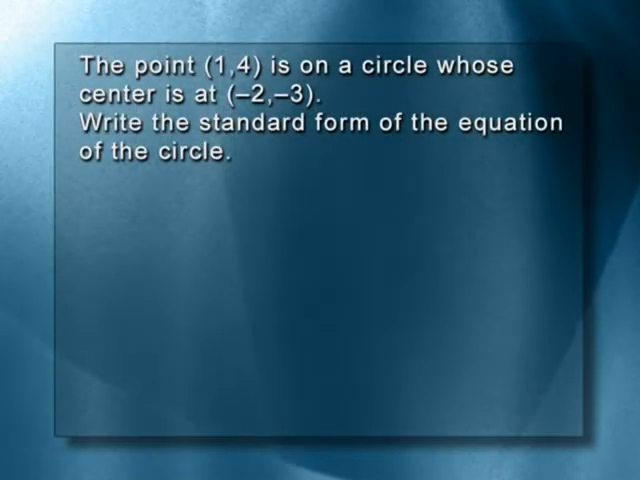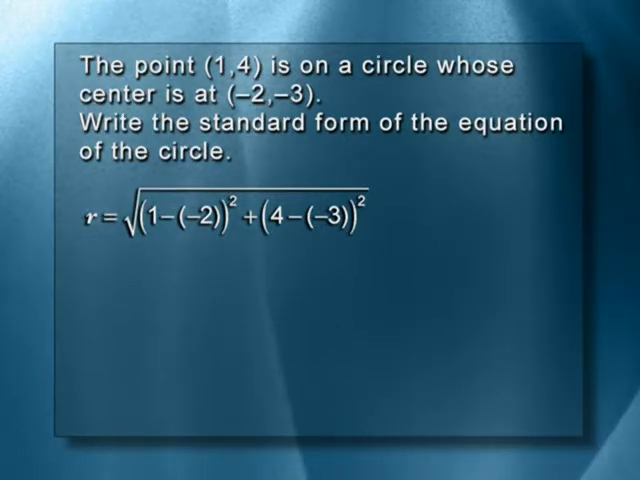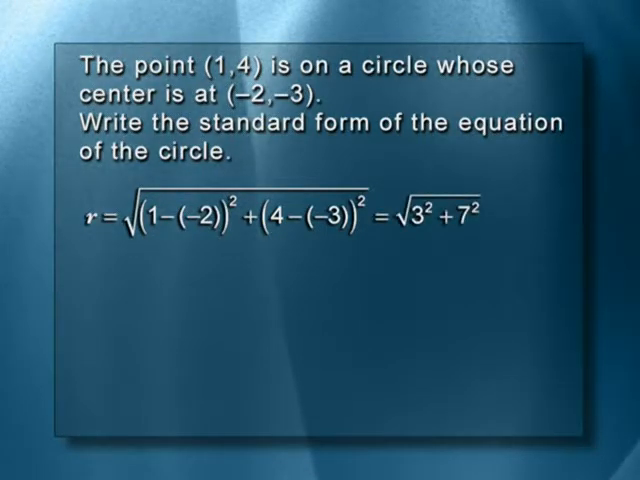Well, one way to do it is first find the radius, which is the distance between that point and the center. And that radius would be the difference in the x values squared, so 1 minus minus 2 quantity squared, plus 4 minus minus 3 quantity squared, all square rooted. That'll give the radius, and that simplifies to 3 squared plus 7 squared, or 58. So the radius is the square root of 58. Not a real pleasant number, but there it is.